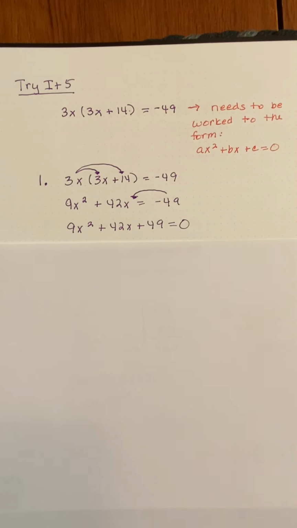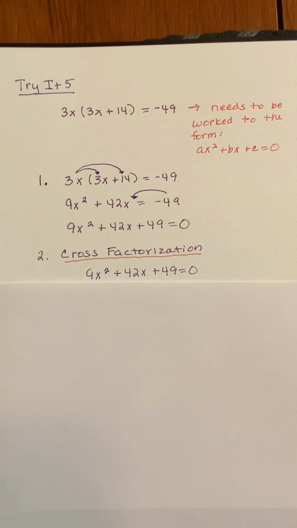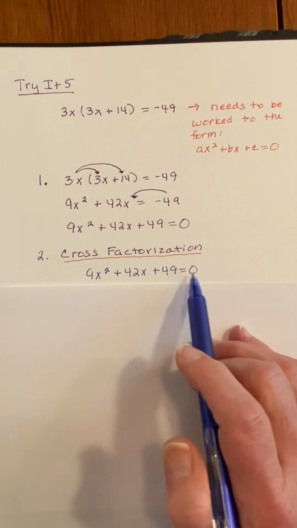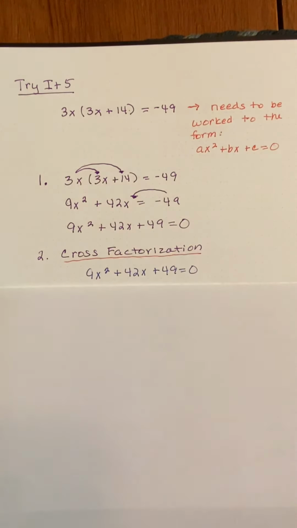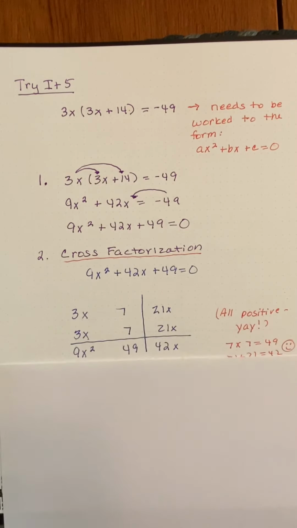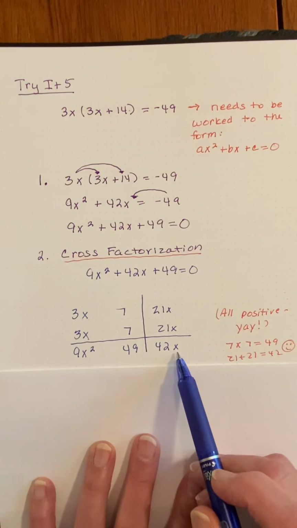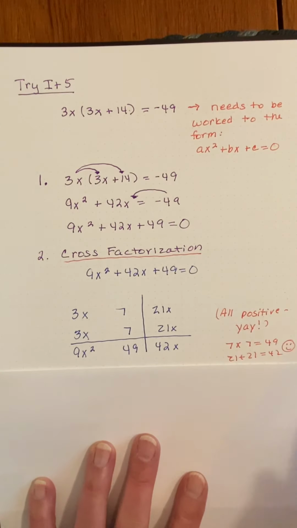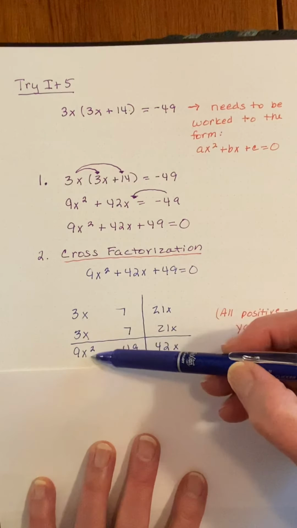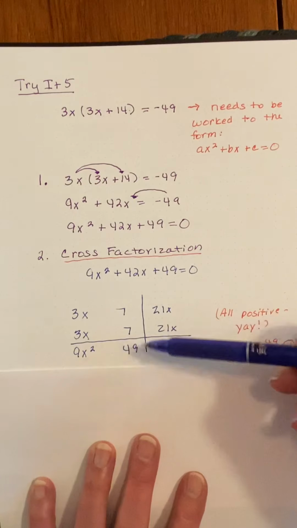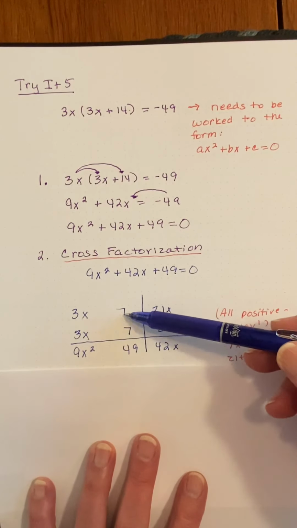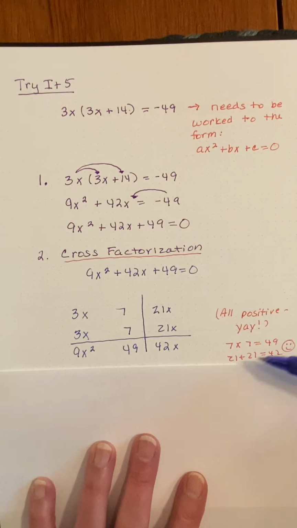Now I'm to the point of using the cross method of factorization. So again, I'm working with this. I don't really need the equals 0 part right now. I just kind of threw that in there so I know what I'm doing. And I first put 9x squared and 49 and 42x. Great that they are all positive. 9x squared can only be 3x times 3x. 49 can be 7 times 7, and that actually kind of works out. It can be 1 times 49 or 7 times 7.